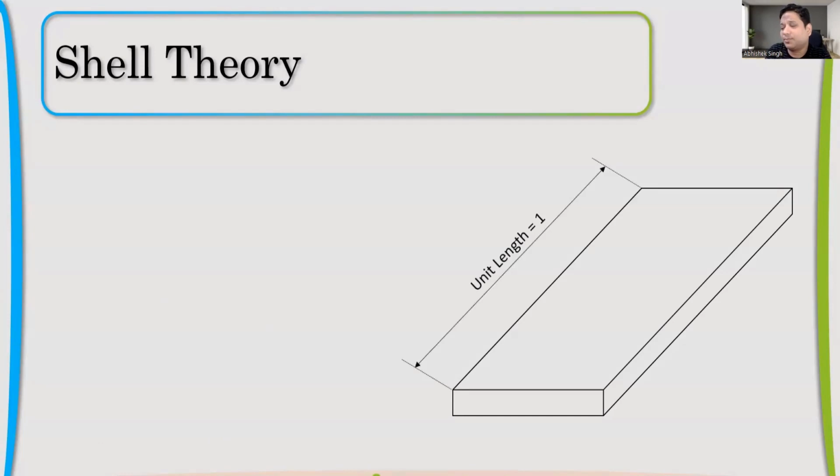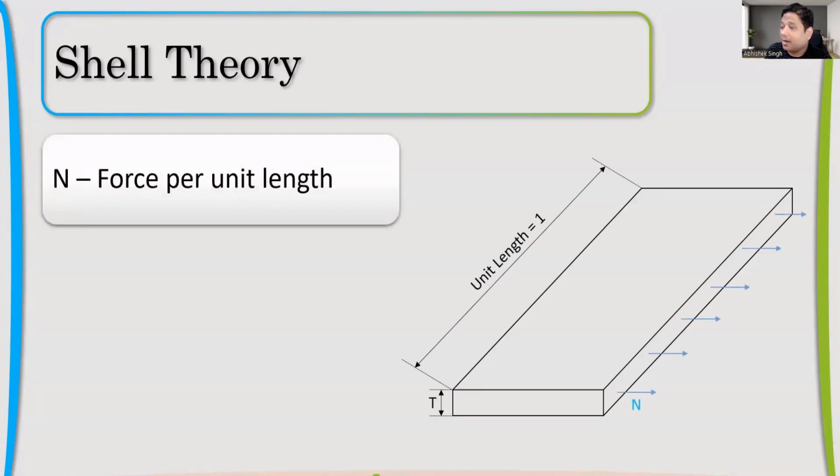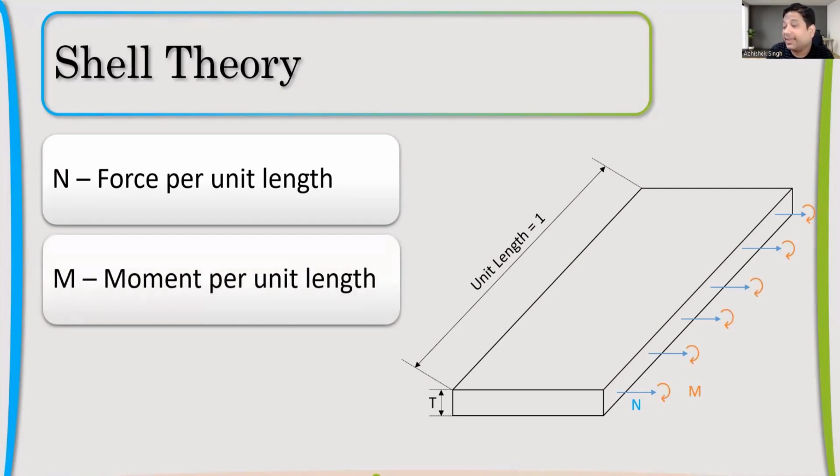Let us take a small unit length part of a cylinder. Its length is unit, thickness T. Now on this part, we have N force, which is force per unit length, because it's a unit length, which is what we have covered. So there is some force acting in the perpendicular direction. Also, there is moment.